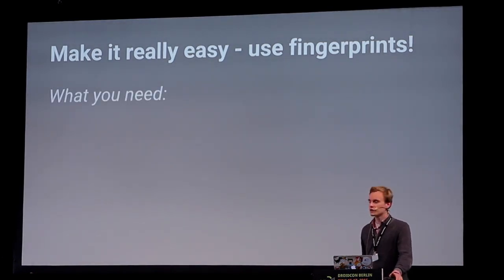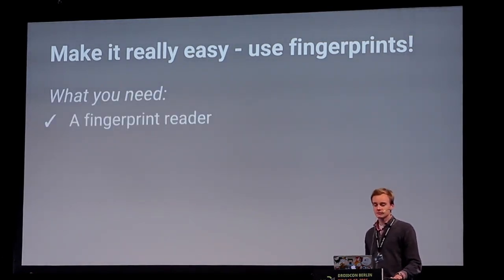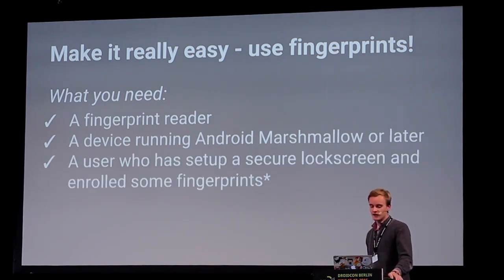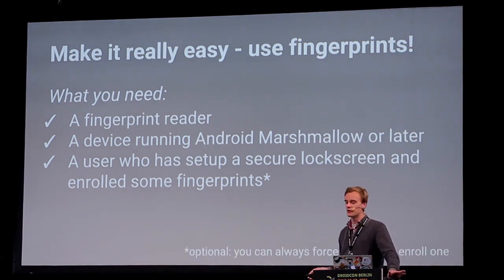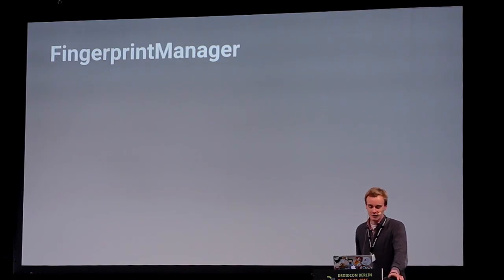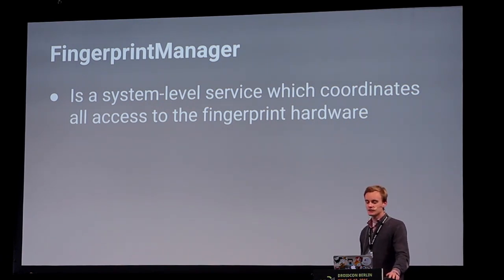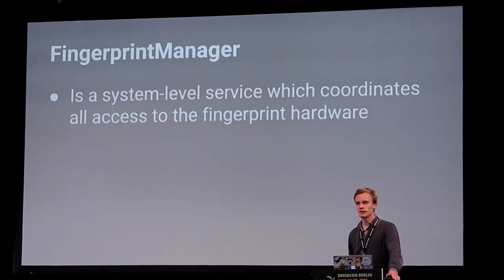Use fingerprints. What you need is a fingerprint reader, a device running Android Marshmallow or later, and a user who has set up a secure lock screen and of course enrolled some fingerprints. But this thing is optional because we can always force the users to enroll one. So FingerprintManager. This is the class you have to use if you want to implement fingerprint access on your phone. It's a system-level service, like any other service, and coordinates all the access to the fingerprint mechanisms.